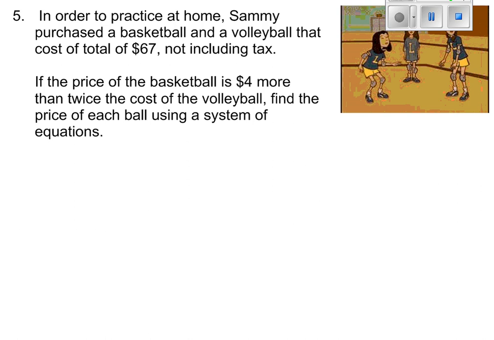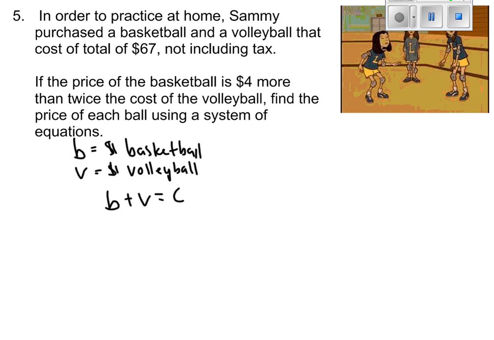All right, let's do one word problem. So Sammy purchased a basketball and a volleyball that cost a total of $67, not including tax. The price of the basketball is 4 more than twice the cost of the volleyball. Find the price of each ball. So you got the cost of the basketball, and you got the cost of the volleyball. And you know that together they were $67.